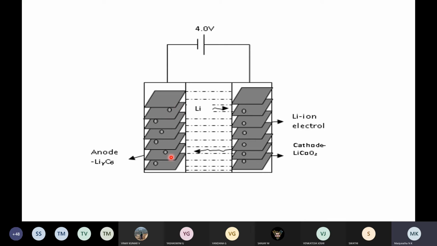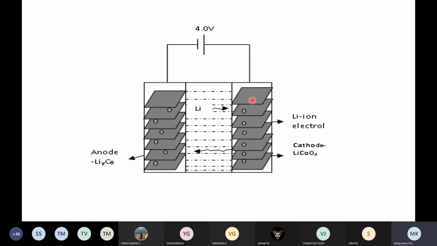See, these are the aluminium foils or aluminium grids. These aluminium grids contain a lithium carbon material. This lithium carbon material acts as an anode. And another one consists of lithiated cobalt oxide with copper foil as a current collector. These are the copper foils. In these copper foils, lithiated cobalt oxide is present.